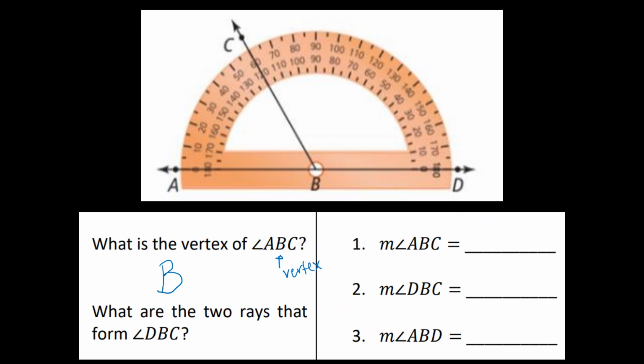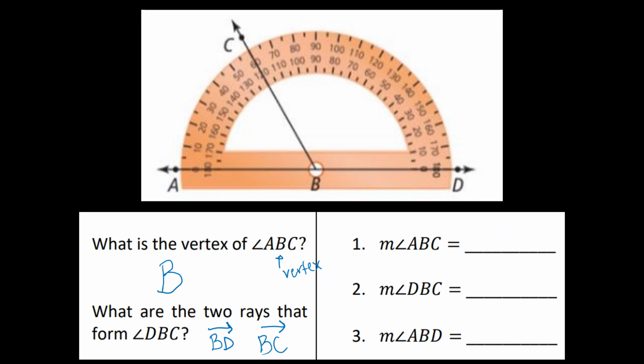What are the two rays that form angle DBC? I'm going to go ahead and highlight that. DBC. The two rays that I see are BD and BC. Their common endpoint is B. That's the vertex of the angle. Okay, I'm going to go ahead and erase my highlighter for now.